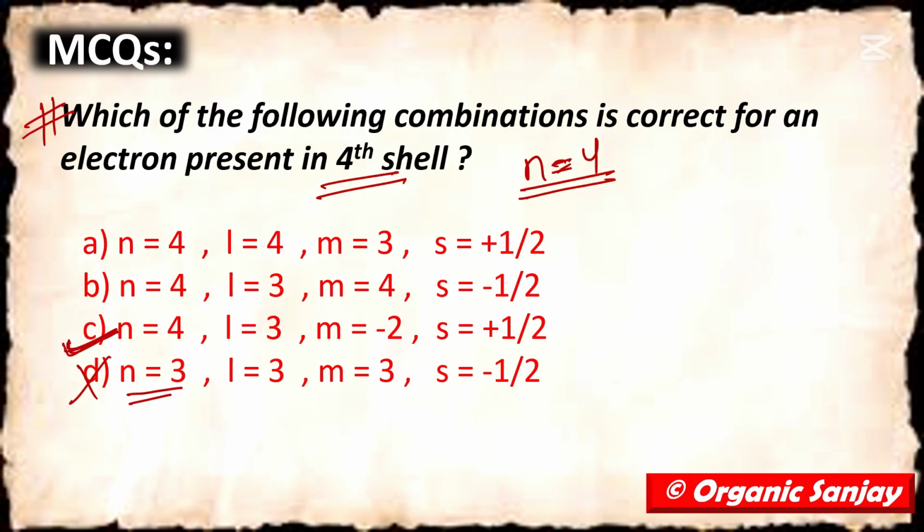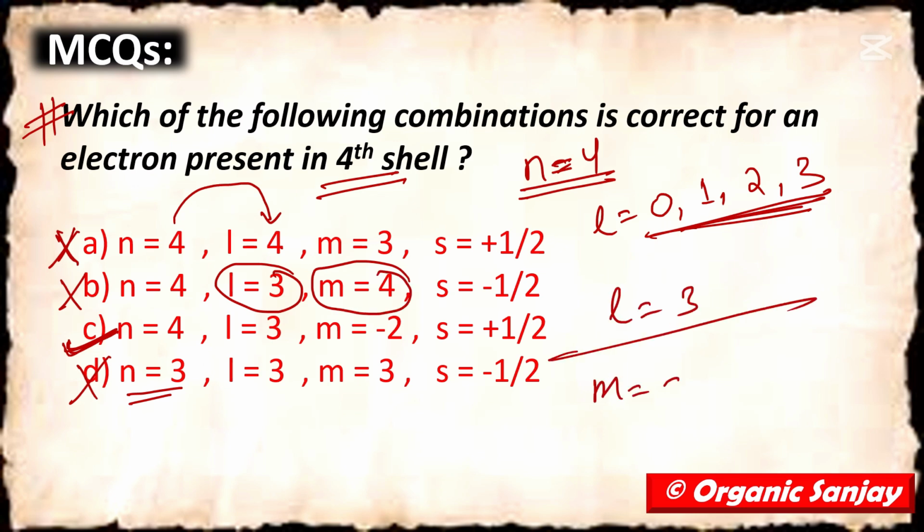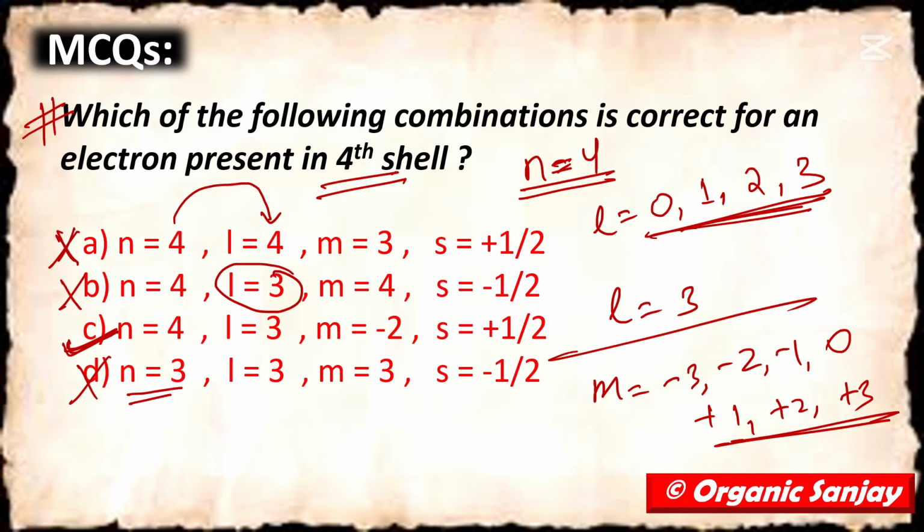Now why is option number A wrong? Because here n is equal to 4 and L is also equal to 4. So it is wrong. When n is equal to 4, L can be either 0 or 1 or 2 or 3, but not 4. Why is B wrong? Because here L is 3 and m is 4. When L is equal to 3, m can be minus 3, minus 2, minus 1, 0, plus 1, plus 2, plus 3. But here it is plus 4, so it is wrong.